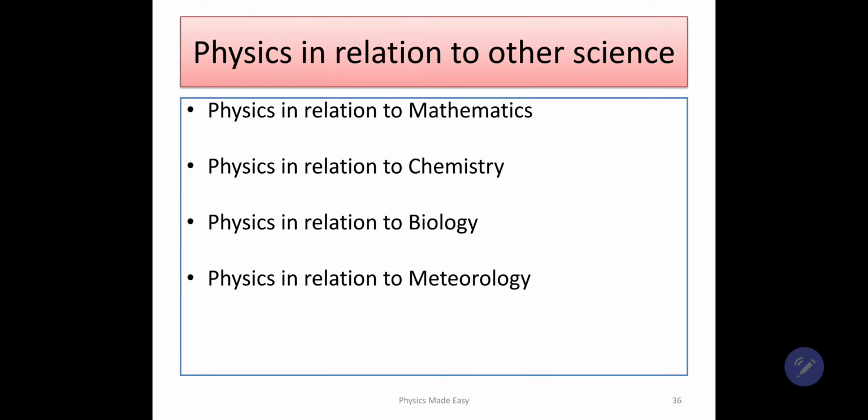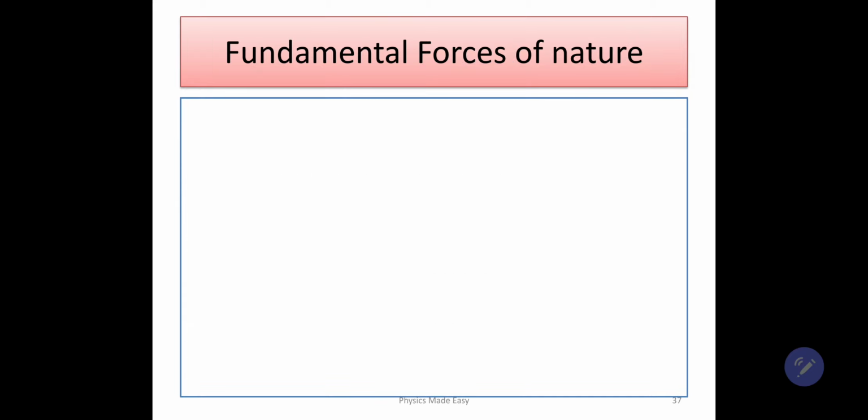Physics in relation to meteorology. The discoveries regarding the study of pressure variations helped us to forecast the weather. Physics in relation to astronomy. Optical telescopes of reflecting and refracting type enabled man to explore the space around. Discoveries like radio telescopes have revolutionized the study of astronomy.